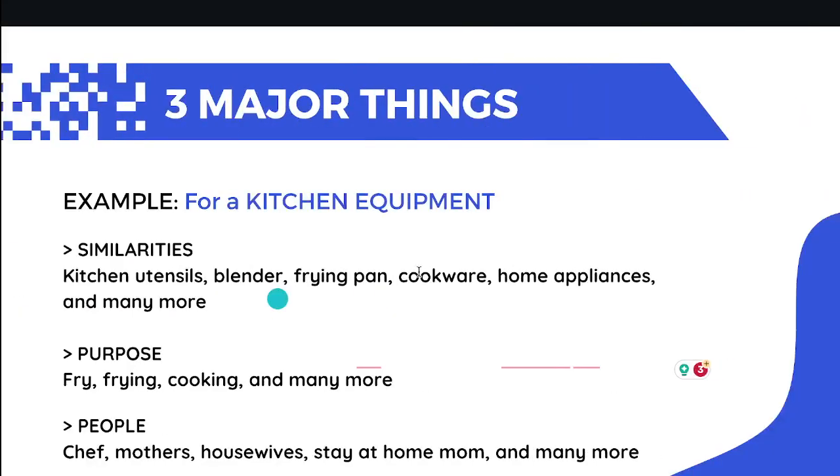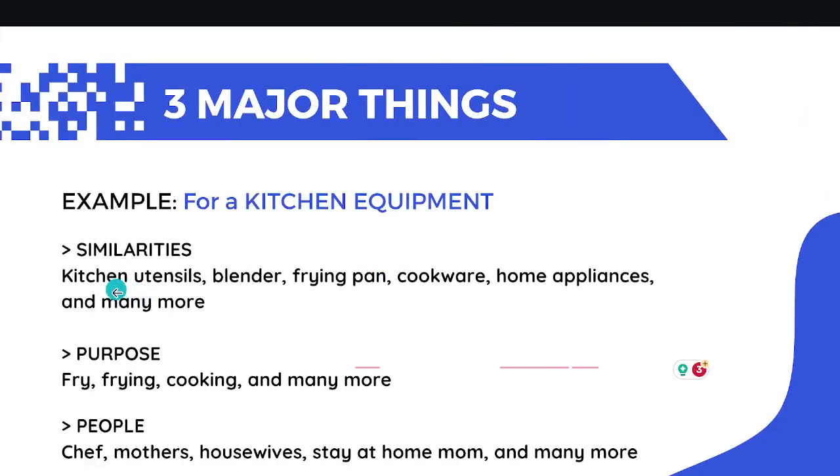By the way, it is not bad if you use everything, similarities, purpose, and people, but you can do A/B testing and try for purpose and similarities. So I realized that similarities is the one that actually converts the most.